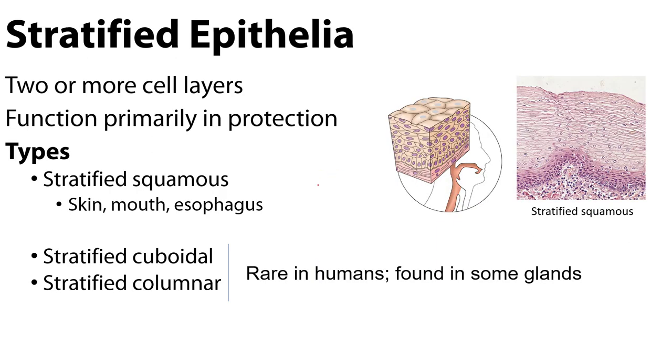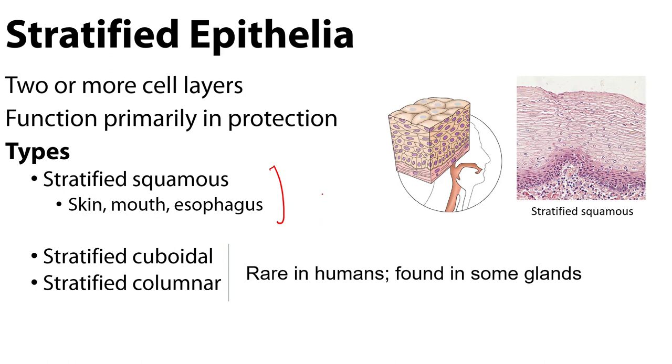Now we can talk about stratified epithelium, all right? So these are cell layers where there's two or more levels, so to speak, right? So they're stratified squamous, they're stratified cuboidal, and they're stratified columnar. Okay, now understand that most of the stratified epithelium we have in our bodies is squamous cell.